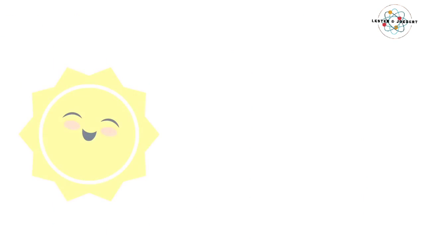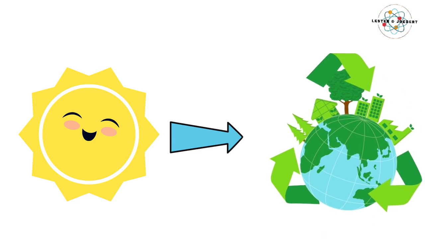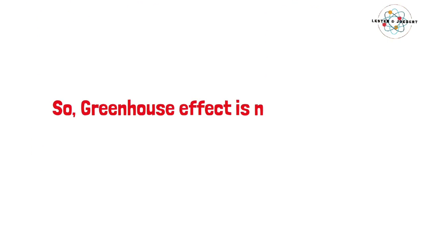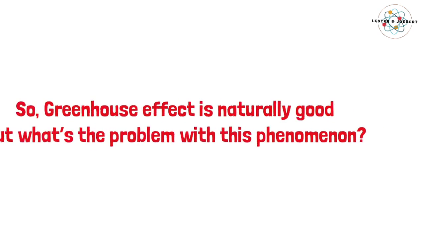The absorbed energy warms the atmosphere and the surface of the Earth. This process maintains the Earth's temperature at around 33 degrees Celsius warmer than it would otherwise be, allowing life on Earth to flourish. So, greenhouse effect is naturally good, but what's the problem with this phenomenon?